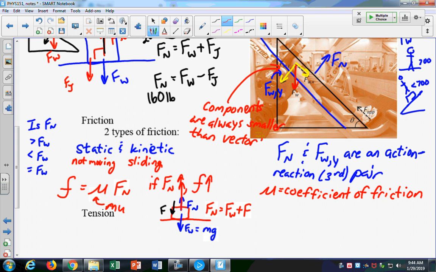Now, there are two types of friction, static and kinetic. And so there are also static coefficient of friction and kinetic coefficient of friction.